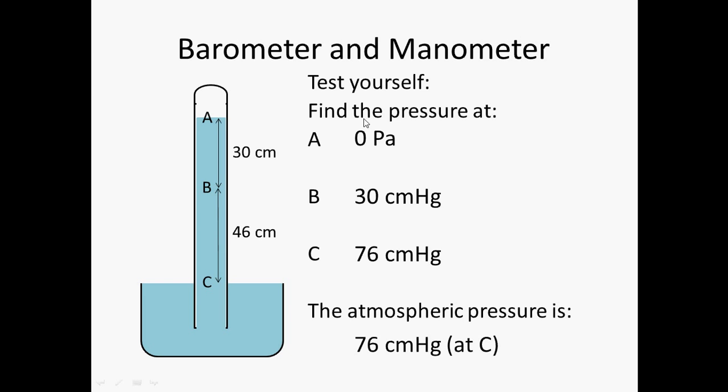If I want you to measure the atmospheric pressure, it will be the pressure reading at C, because at C you have the same level as the outside surface. So this height of liquid from this surface to C has a pressure exerted at C equal to the atmospheric pressure.